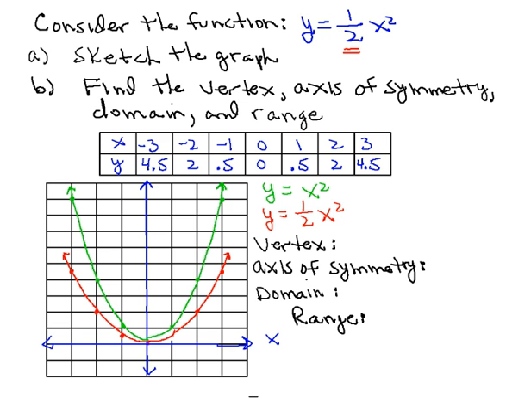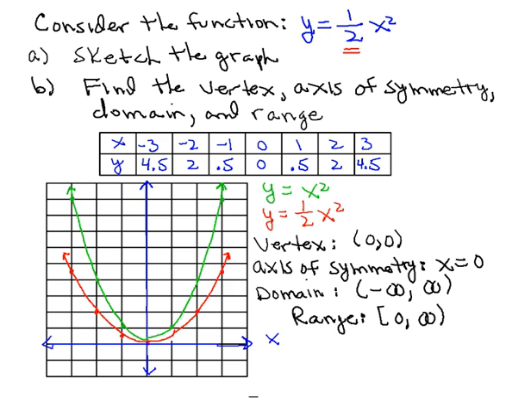Now from the graph we can easily determine that the vertex will be (0, 0). Axis of symmetry, still the y-axis, whose equation is x equals 0. Domain, all reals again. And the range, you can see, will then be from 0 to infinity.